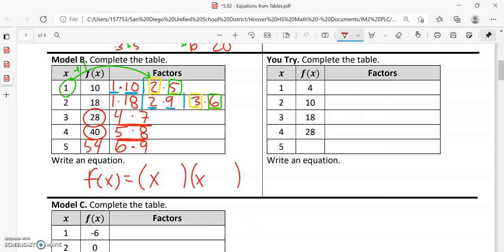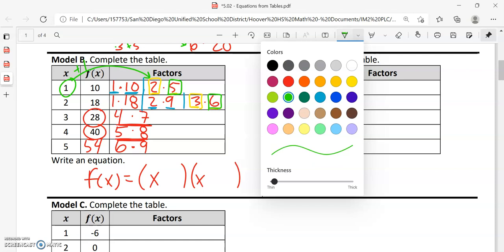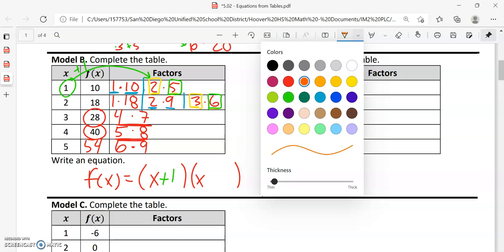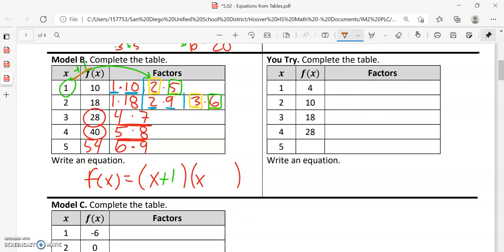So the first part of our equation is going to be, we always start with an X in both of our parentheses. And our bright green is positive 1. And then I'll do this one in orange. From 1 to 5, what am I adding? Is positive 4. So X plus 4.